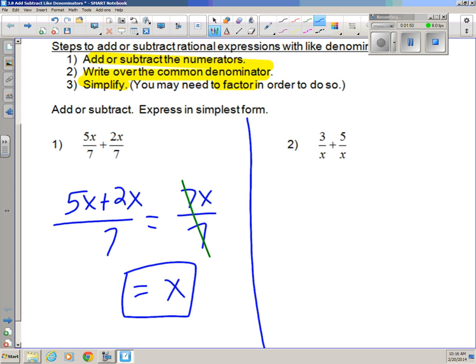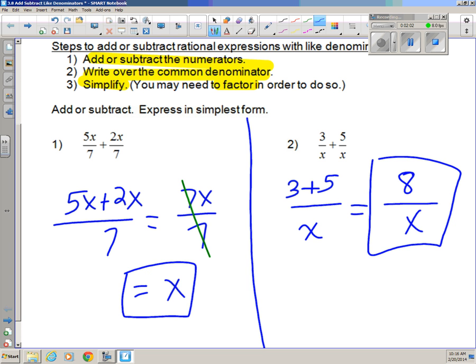Take a look at the next one. 3 over x plus 5 over x. Your common denominator is just x. You want to add the numerators if you can. 3 plus 5, you can. 8 over x, nothing can simplify. You're done.